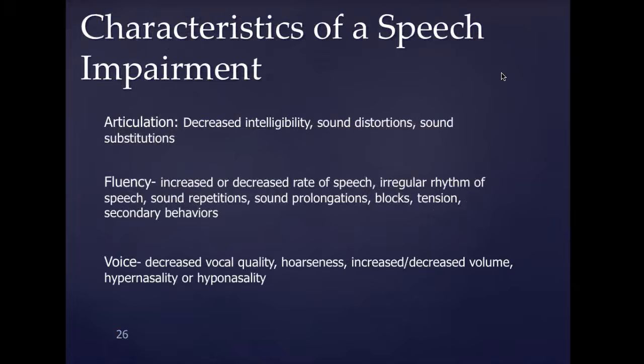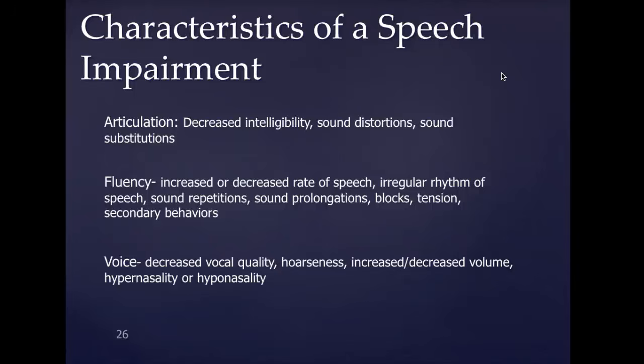Next, you see some different characteristics of a speech impairment. For articulation, you might have decreased intelligibility, so that's how well someone understands what you're saying. Sound distortions and sound substitutions. For fluency, you might have increased or decreased rate of speech. You might have an irregular rhythm of speech, sound repetitions, sound prolongations.